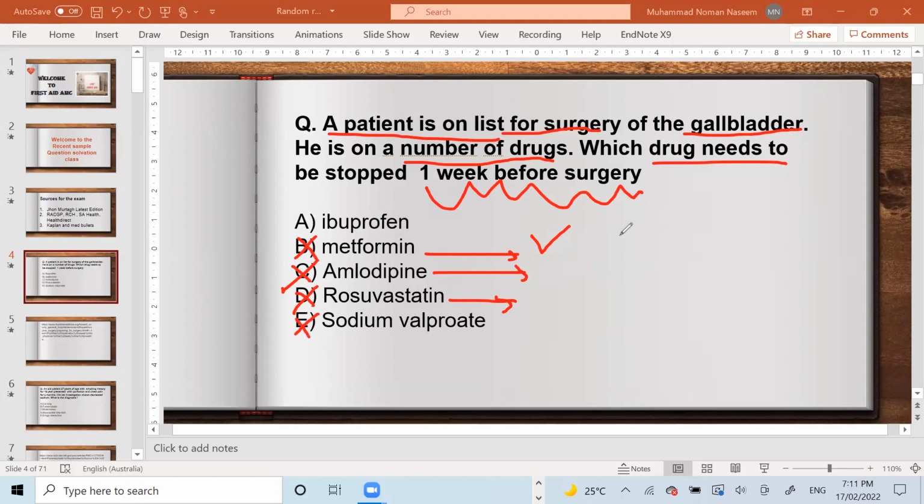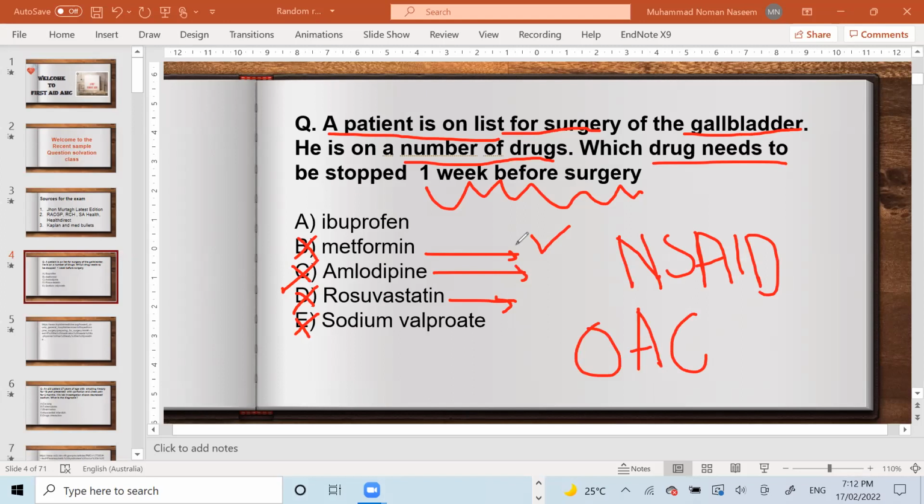Now, ibuprofen is an NSAID. NSAIDs, they are anti-inflammatory. Plus, they increase the tendency of a patient to bleed out more during the surgery. NSAIDs, oral anticoagulants, we usually stop these 5 to 7 days before the surgery so that they are washed out of the system, optimize the patient's bleeding time, and then do the surgery. So our answer here is the ibuprofen.